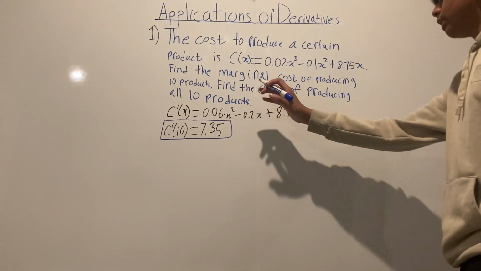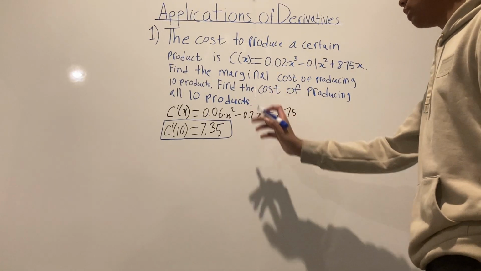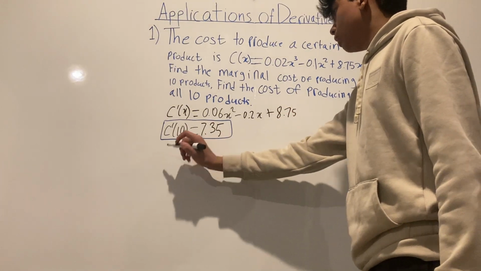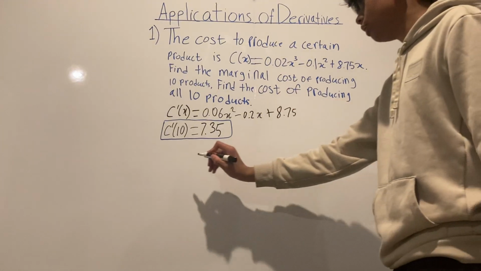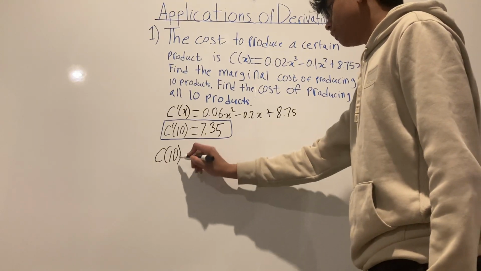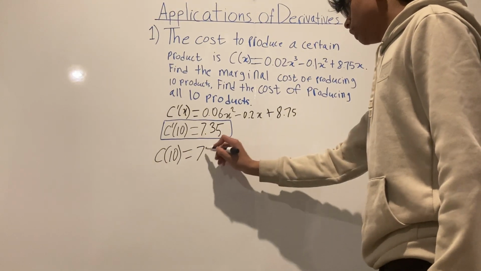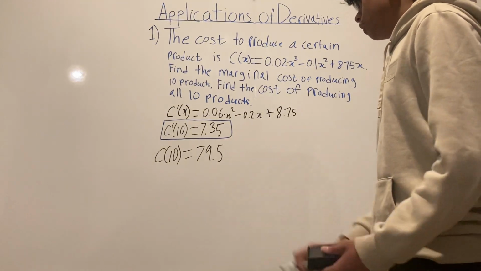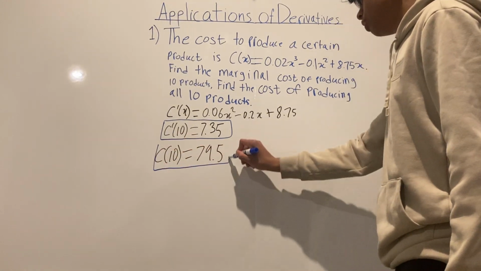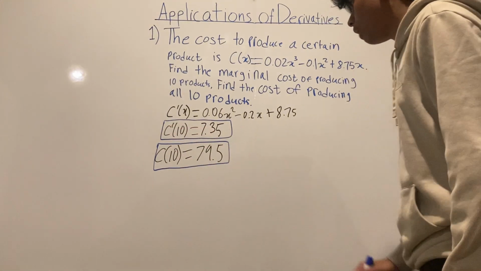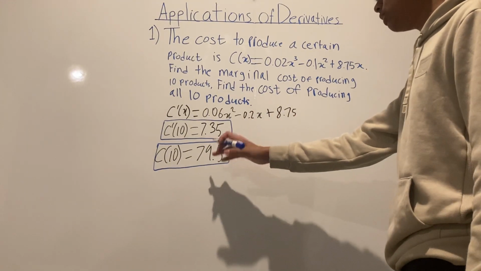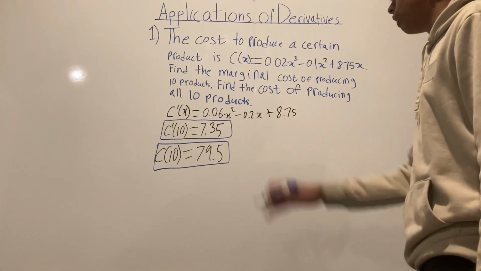Okay, so now we need to find the cost of producing all 10 units, which is just C of 10. So we already know C of X is this function here. So all we have to do is plug it into the just normal cost function. C of 10 equals 79.5. So what this gives you is the total cost to create all 10 products. So if you add up the individual cost of each product 1 through 10, this is going to be 79.5. And this is the final answer.